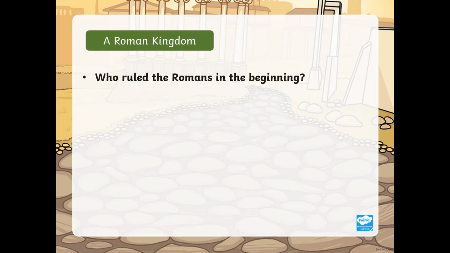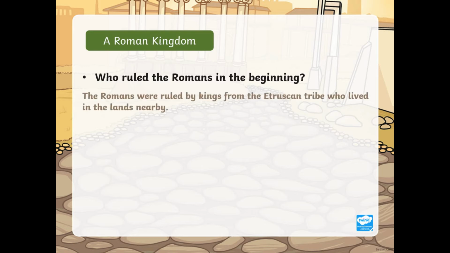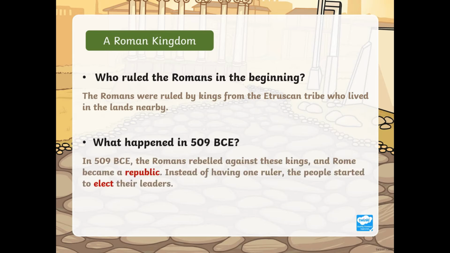Who ruled the Romans in the beginning? In the beginning, the Romans were ruled by kings from a tribe called the Etruscan tribe, who lived in the lands nearby. But in 509 BCE, before Common Era, the Romans rebelled against these kings and Rome became a republic, a country with a republic government. Instead of having one ruler, the people started to elect their leaders.